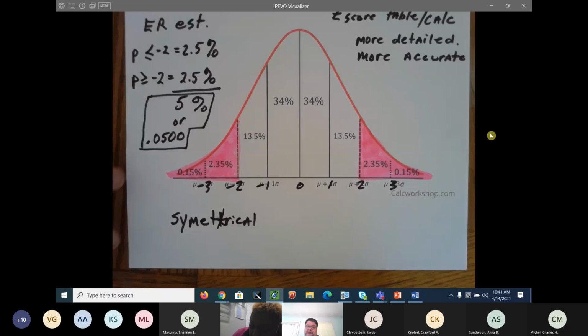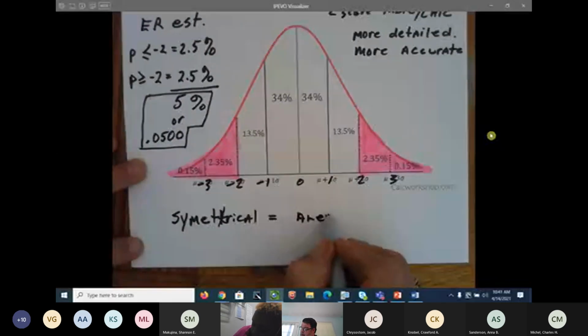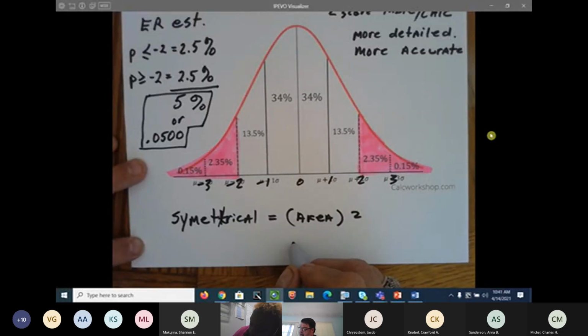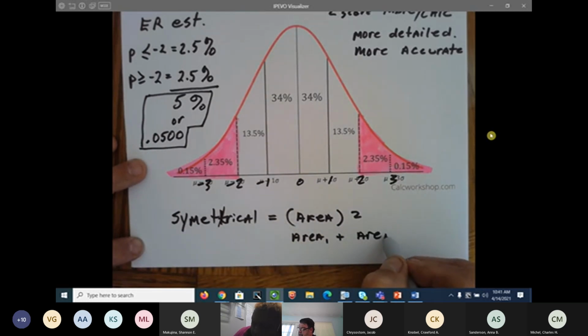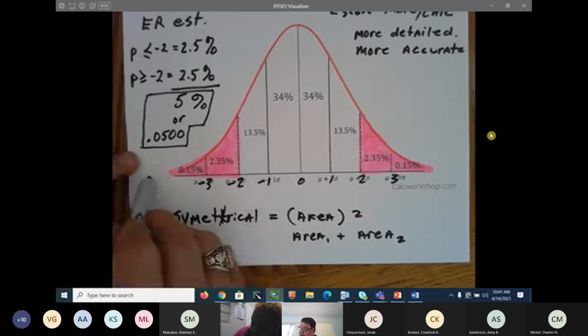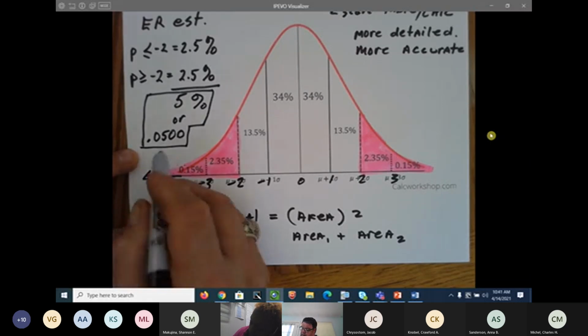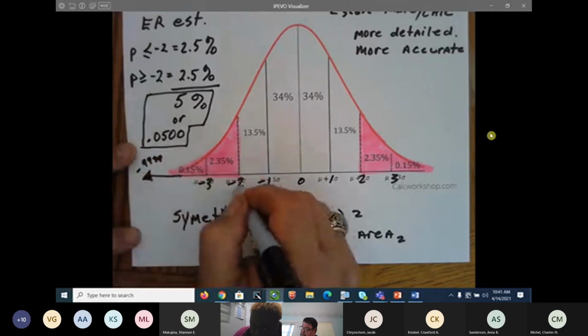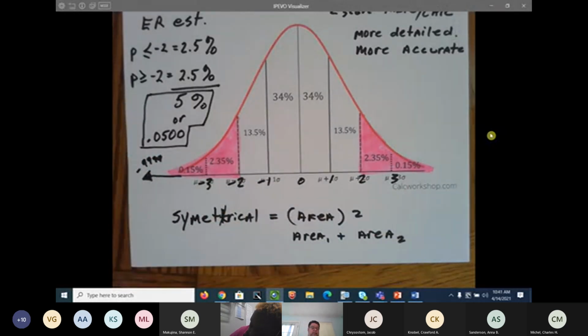If you have two areas that are symmetrical, you just take the area of one and multiply by 2, or you can take the area of the first region plus the area of the second region and just add them together. Okay, that's 2 ways to do it. So I need somebody to take your calculator, or I'll do it, and I'm going to do -9999 to -2 in my calculator.